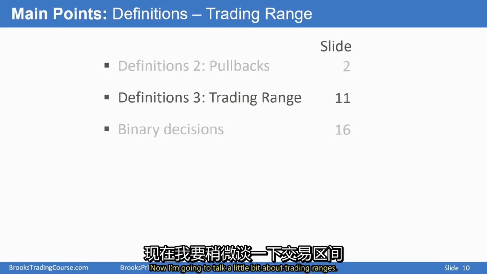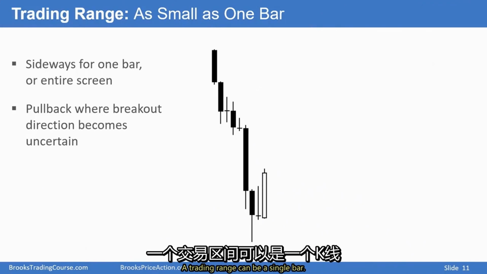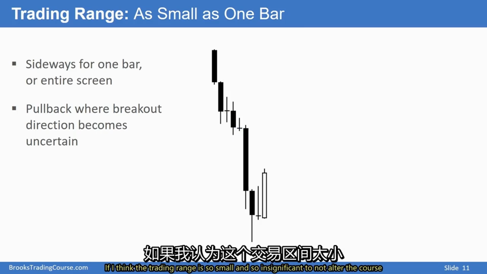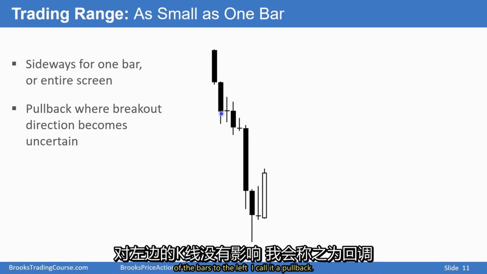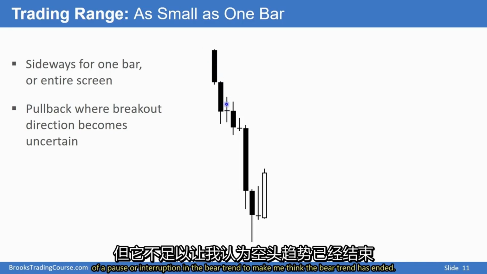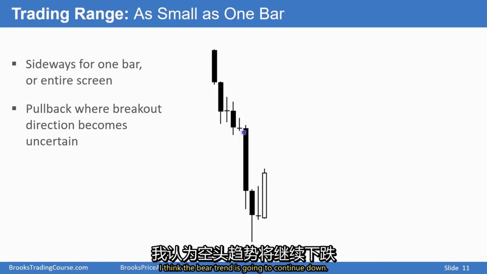Now I'm going to talk a little bit about trading ranges. A trading range can be a single bar. This is a 1-bar trading range. That's a 1-bar trading range. If I think the trading range is so small and so insignificant to not alter the course of the bars to the left, I call it a pullback. So in other words, this is a small trading range, a 1-bar trading range, but it's not enough of a pause or interruption in the bear trend to make me think the bear trend has ended. I think the bear trend is going to continue down.